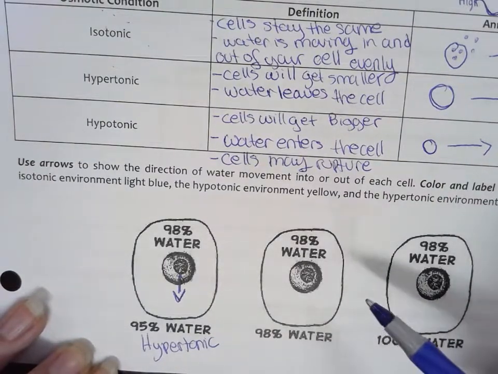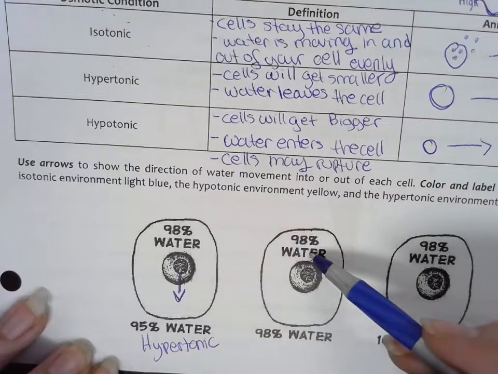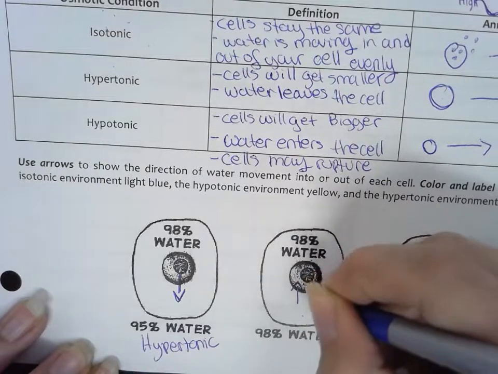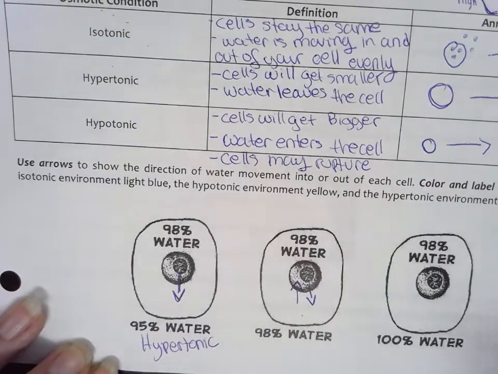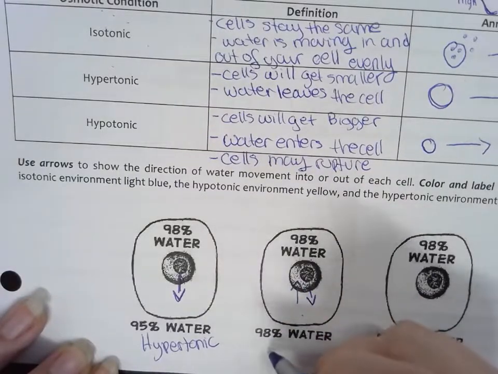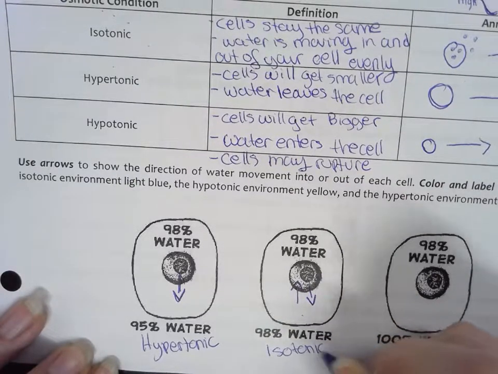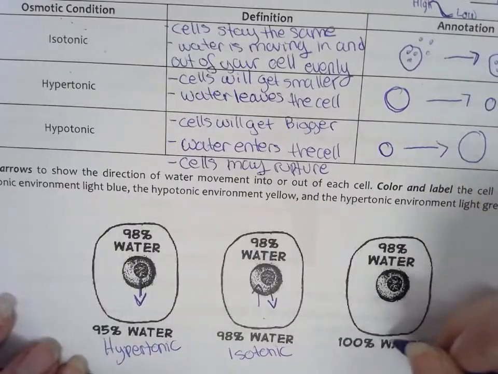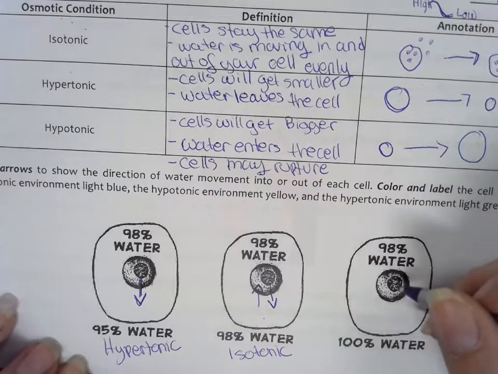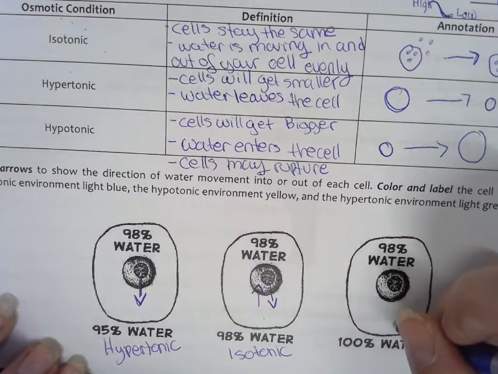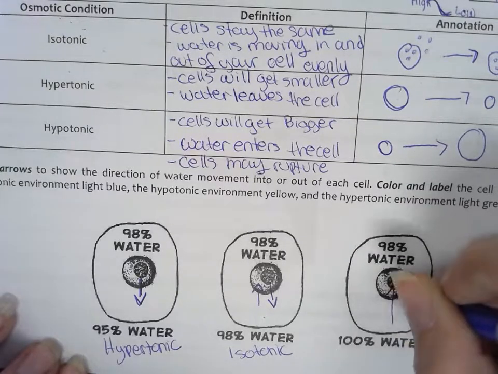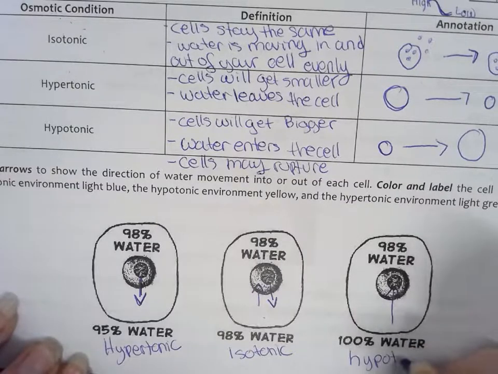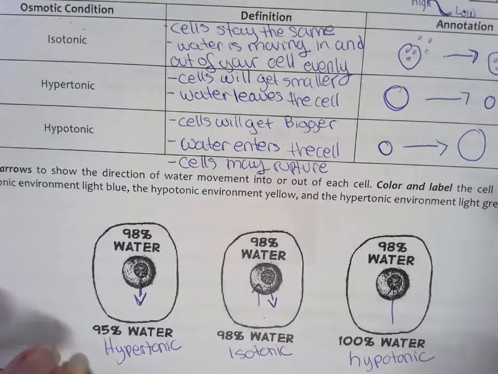My next cell, I have 98% water inside, 98% water outside. That means that the water is moving in at the same rate it's moving out. Water's moving in both directions. It's not changing. This would be isotonic. The last one is that I have 100% water outside of my cell, 90% water inside. That means that water is going to be traveling inside my cell. If water is entering the cell, that would be hypotonic. So this may result in it rupturing.